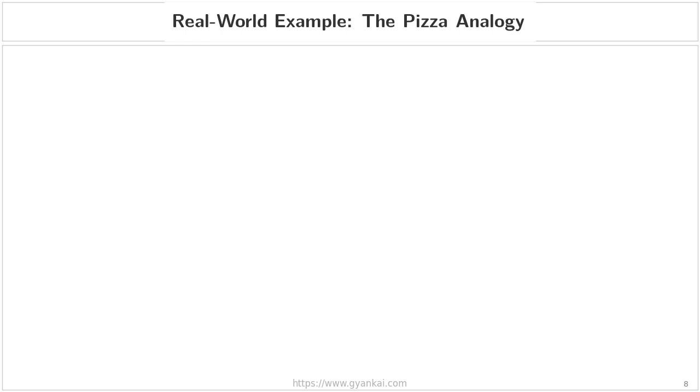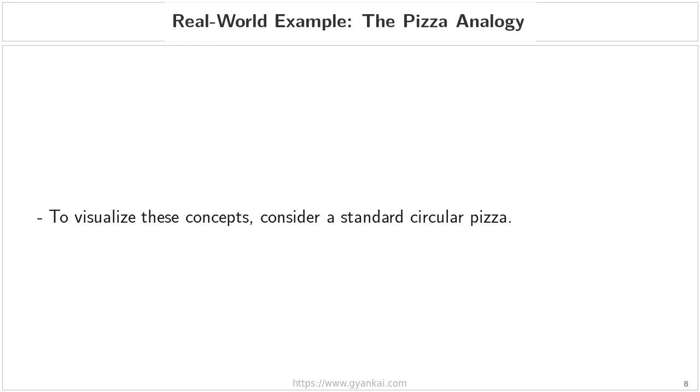Real-world example: the pizza analogy. Now, to help you truly visualize these abstract geometric concepts, let's step away from the diagrams for a moment and consider a very familiar real-world example: a standard circular pizza.